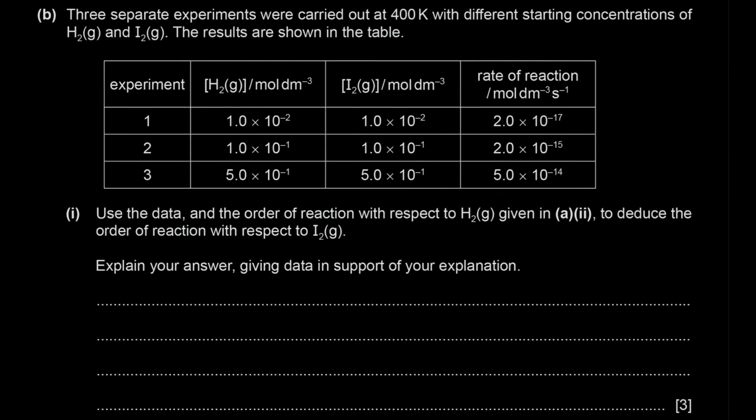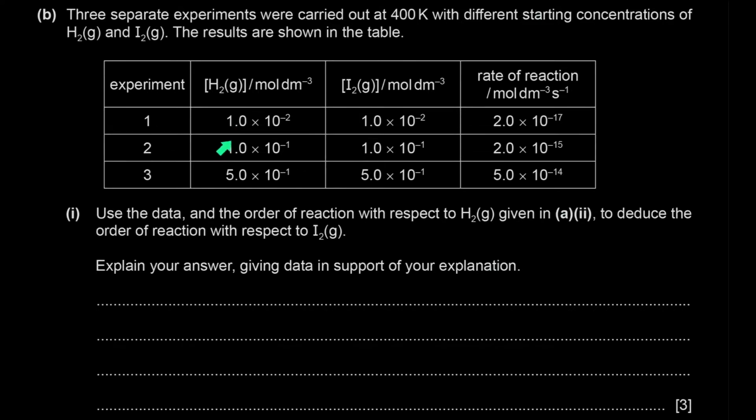The next part of the question says, 3 separate experiments were carried out at 400 Kelvin with different starting concentrations of hydrogen and iodine. The results are shown in the table. Use the data and the order of reaction with respect to hydrogen gas given in part A2 to deduce the order of reaction with respect to iodine. Explain your answer giving data in support of your explanation.